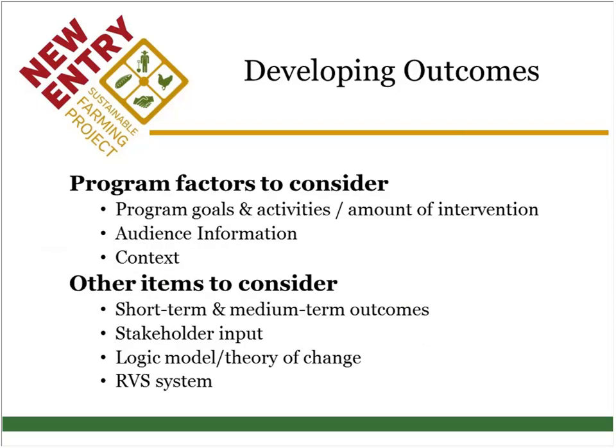So when brainstorming and developing your outcomes, these are a series of things that can both help you brainstorm and help you go back and refine once you've got your first list. They're the things you really want to consider. I'm going to go through each of these individually now.